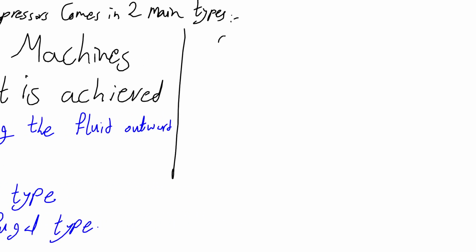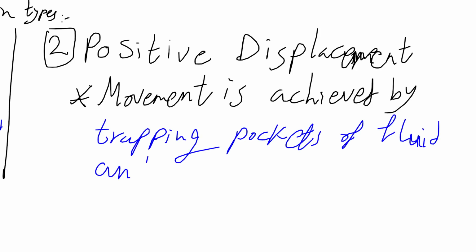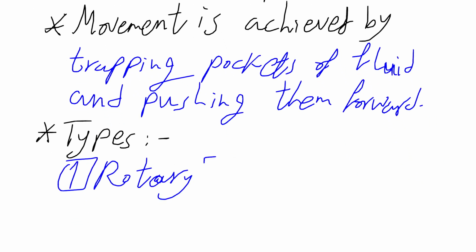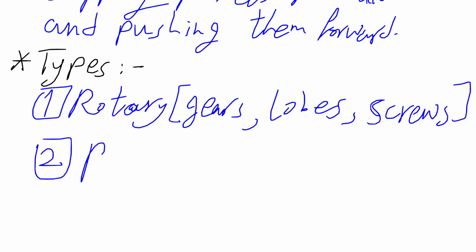Two, positive displacement machines. Movement is achieved by trapping pockets of fluid and pushing them forward. Positive displacement machines include rotary: gears, lobes, screws, continuous smooth motion. And reciprocating: pistons pushing back and forth.